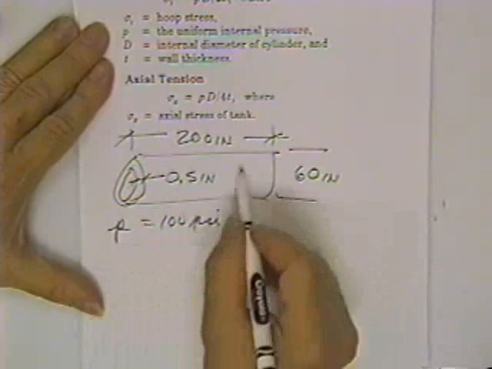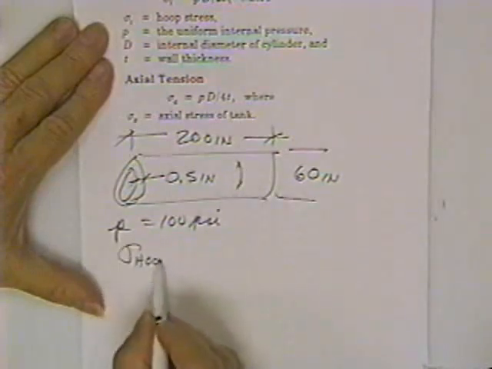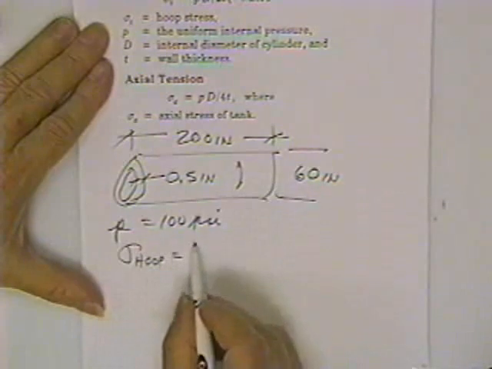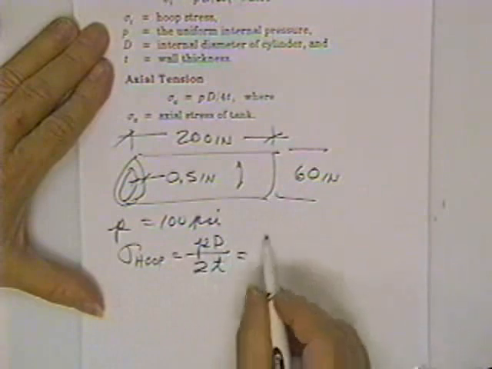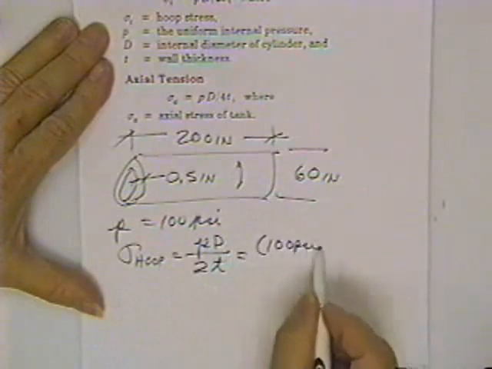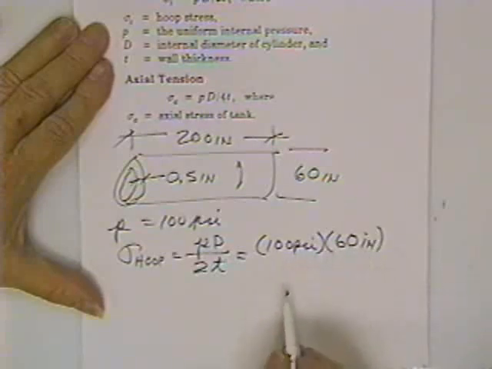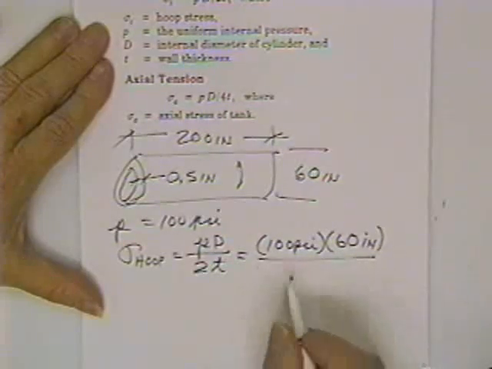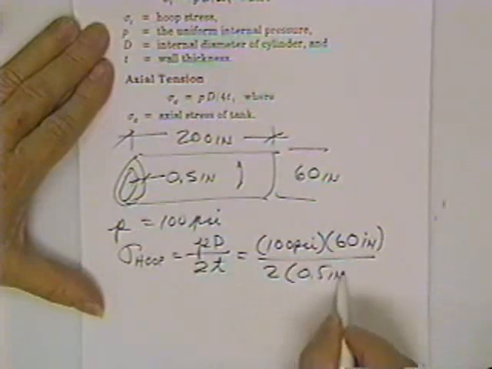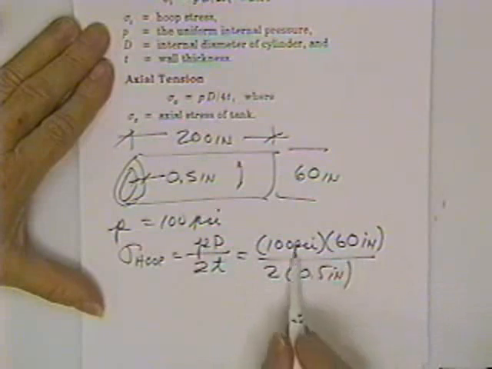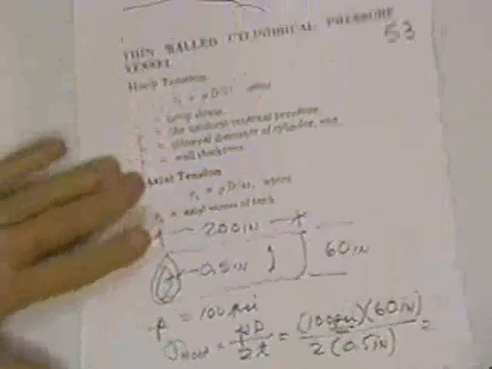And therefore, the hoop stress in this direction is PD over 2T. Pressure is 100 psi. Diameter is 60 inches. Inside diameter, yeah. Outside diameter, yeah. Mean diameter, yeah. Divided by 2 times how thick is the wall, 1/2 inch. And the units come out PSI, stress, that's good. Equals whatever it's equal to.